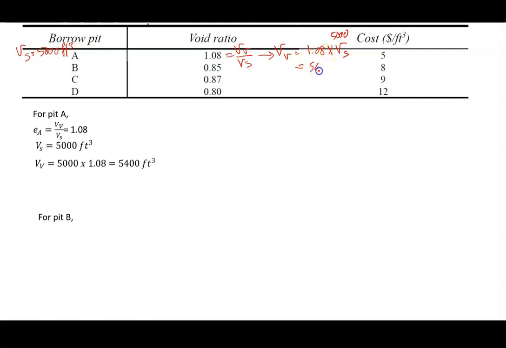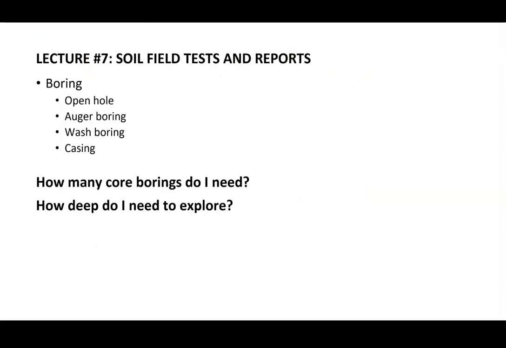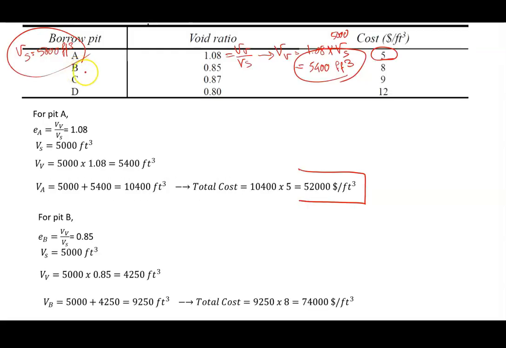as 5,400 cubic feet. Add these two together to have the total volume, and then multiply that number by cost per cubic feet to have the total cost. And then we need to do the same thing for B, C, and D, and then compare costs to find the most cost-effective option.